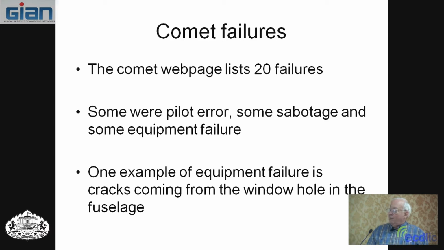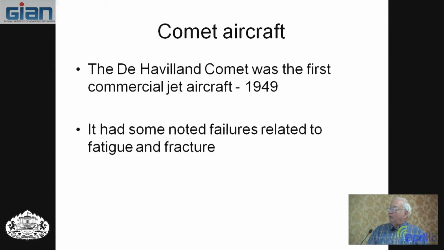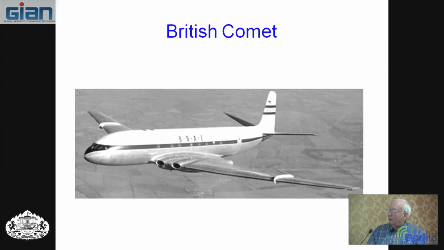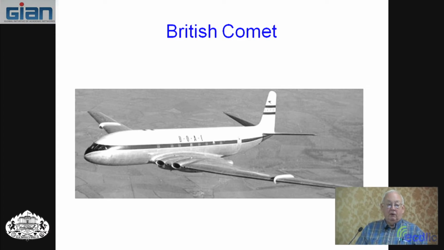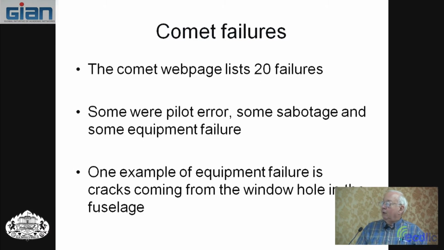One example of equipment failure, I don't know how often it happened, but cracks coming from a window hole in the fuselage. When they made the windows here, I don't know if you can see them, they're kind of small, but they were pretty much rectangular. They had kind of sharp edges. If you've flown an aircraft now, you know the windows aren't real sharp edges. For good reason, you don't want it to fall apart in flight.